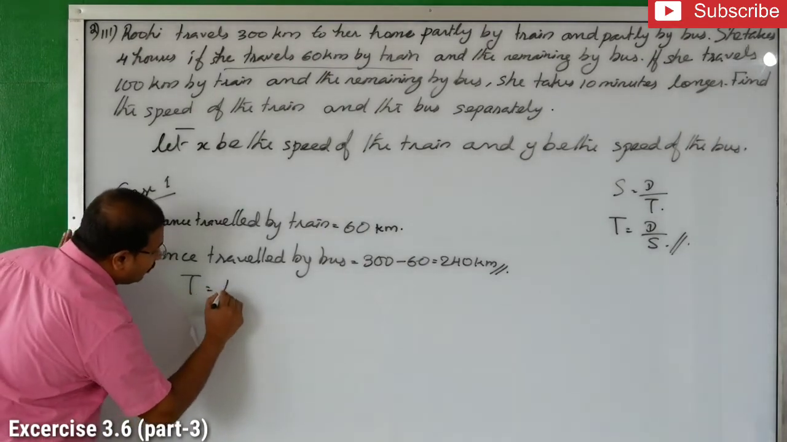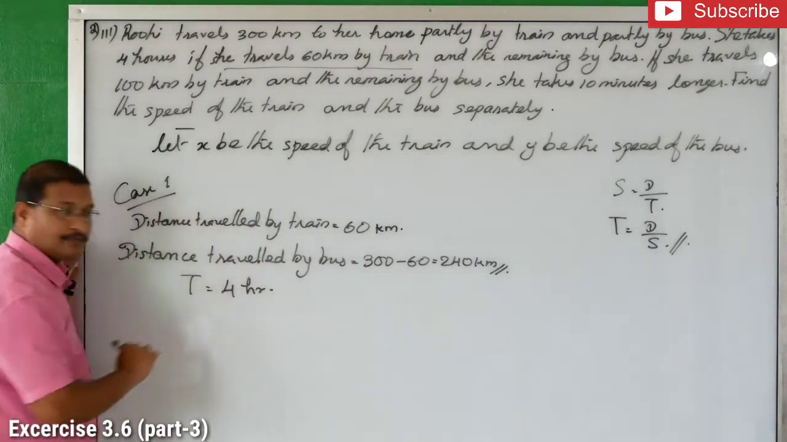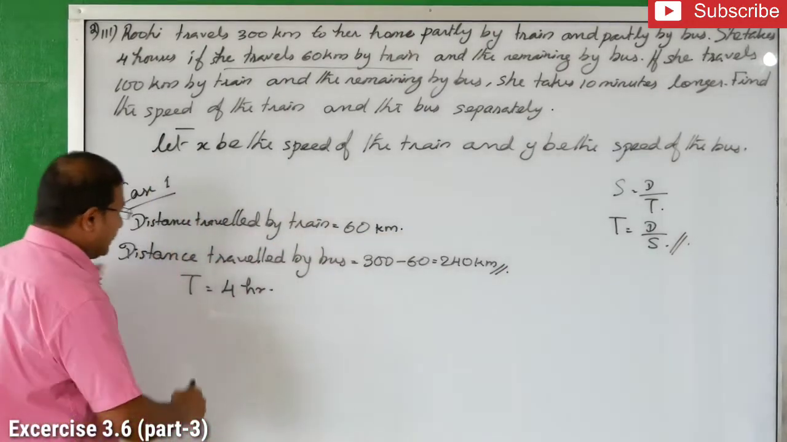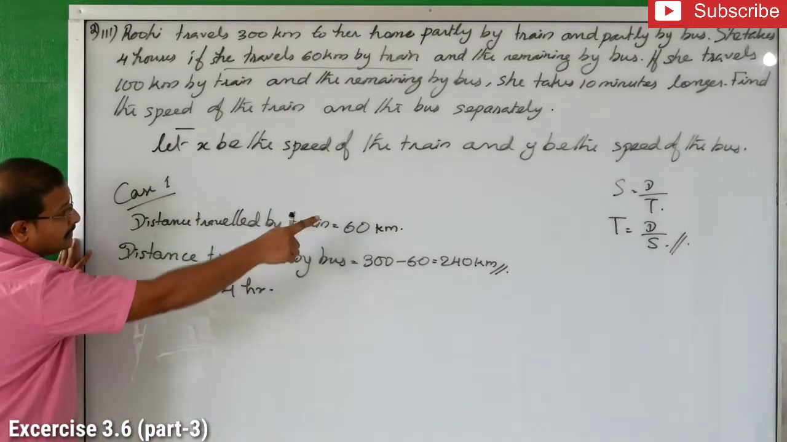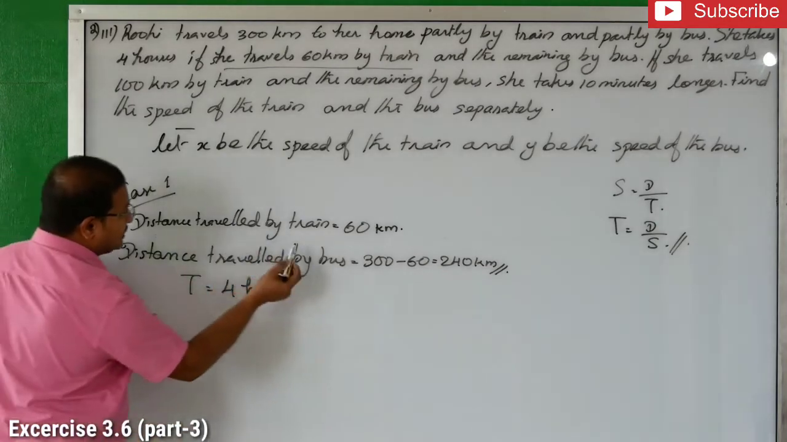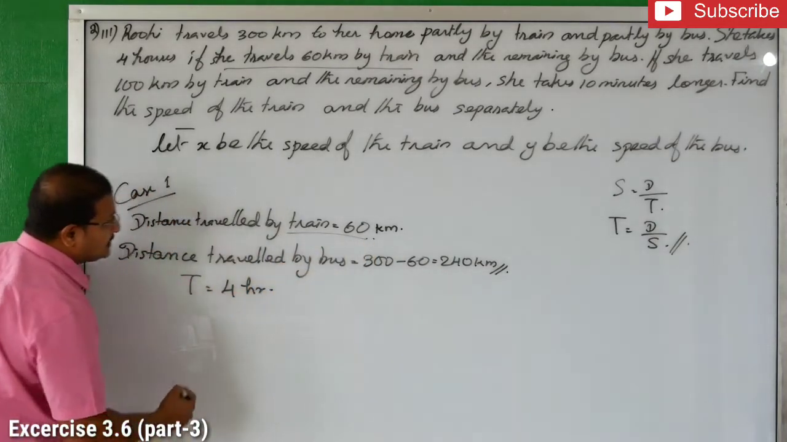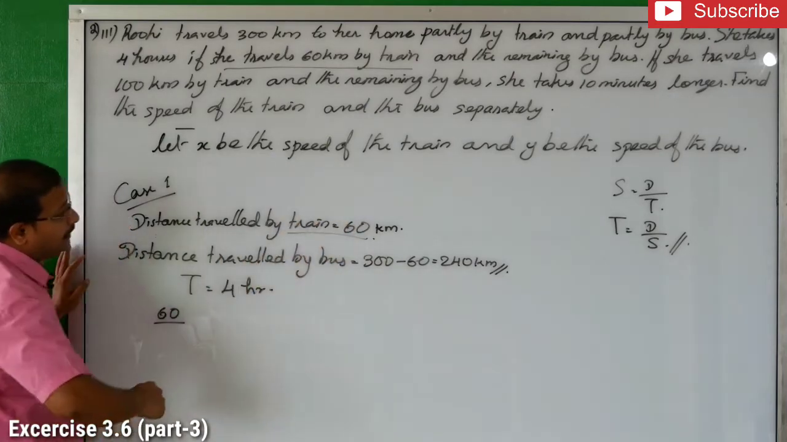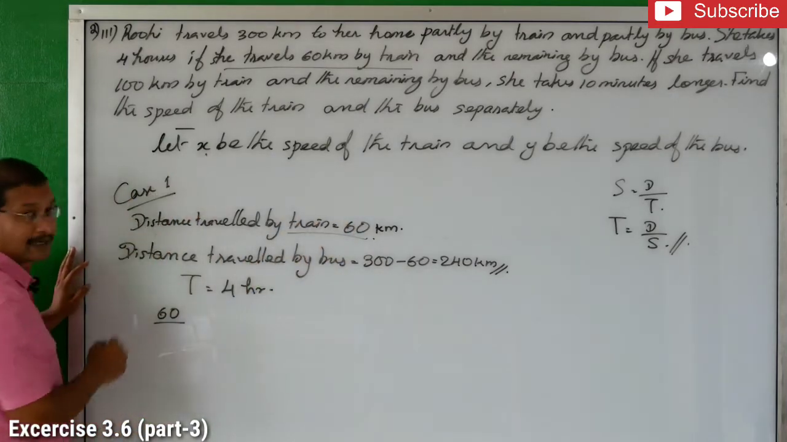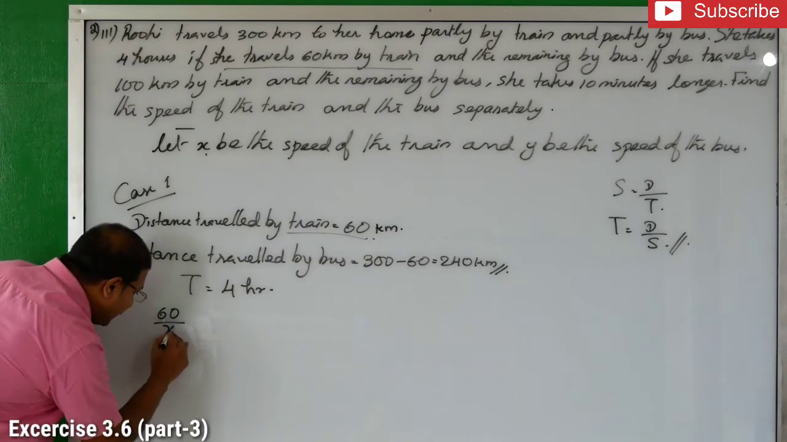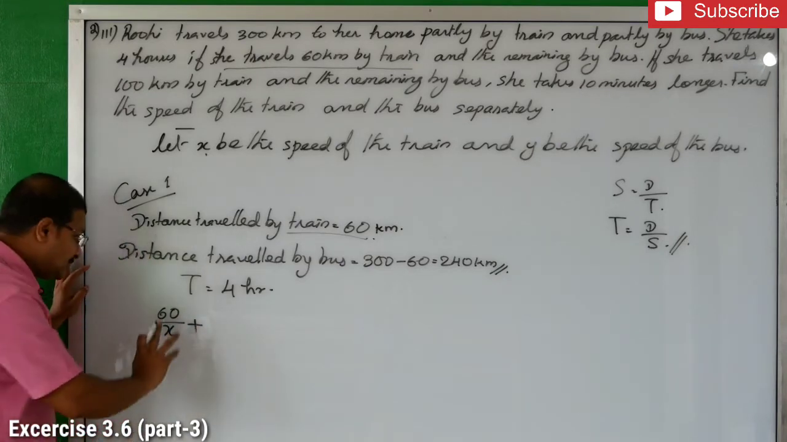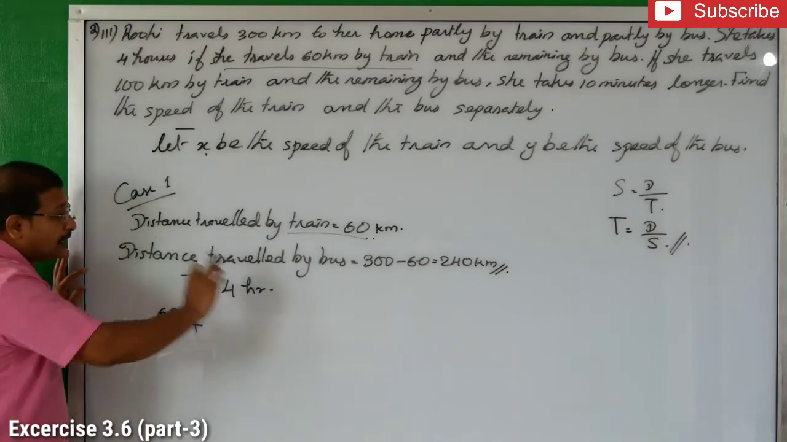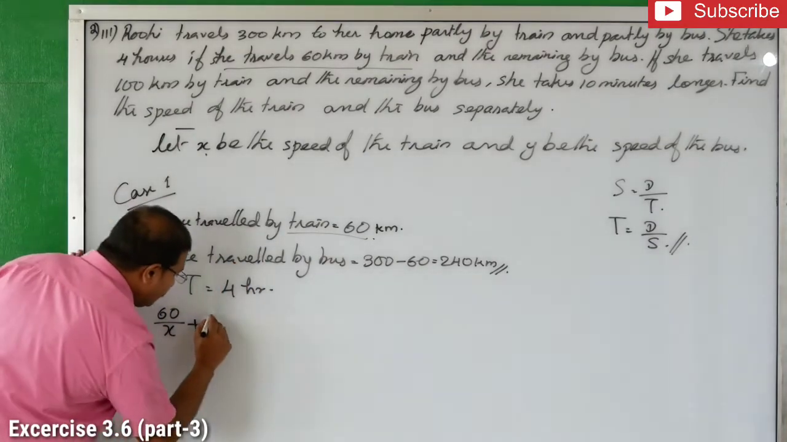Ready? And of course, the time taken for the entire journey is 4 hours. That means time equals 4 hours. Ready? That means if you want to find time, what will you do? Distance by speed, isn't it? The first distance by speed. First case, in the case of train, what is the distance? 60 divided by speed of the train. Speed of the train we took already x, isn't it? That means 60 by x plus, this is actually the time taken by the train. Now, time taken by the bus means what will happen?